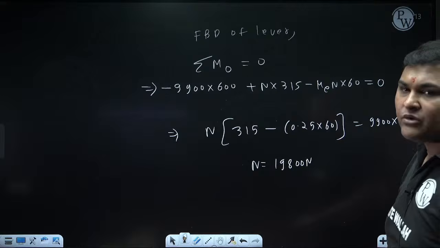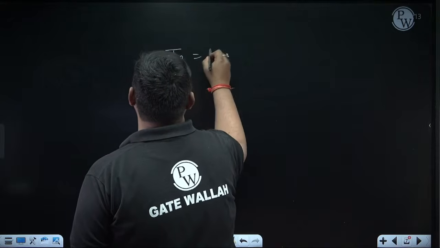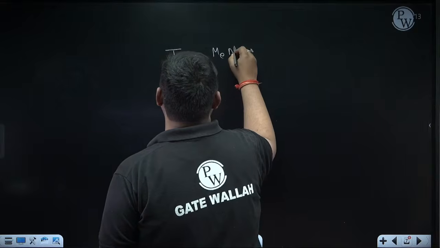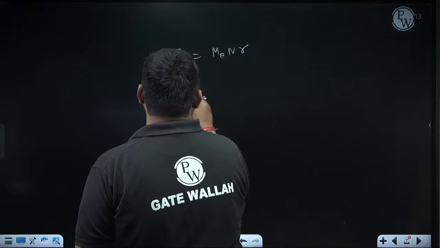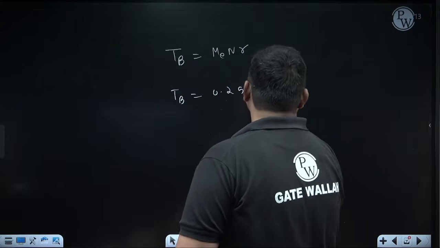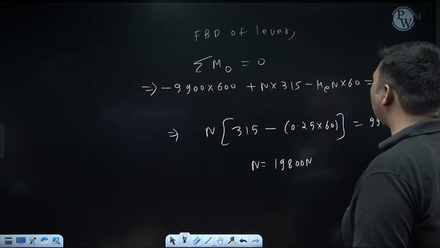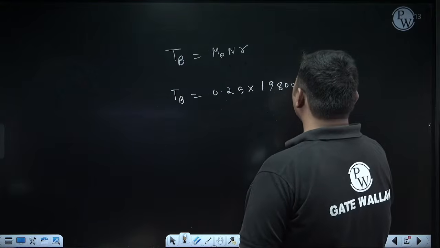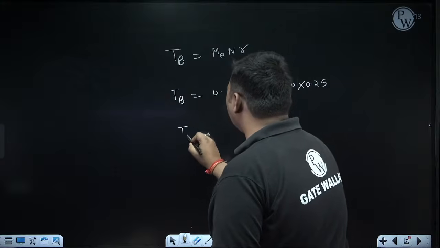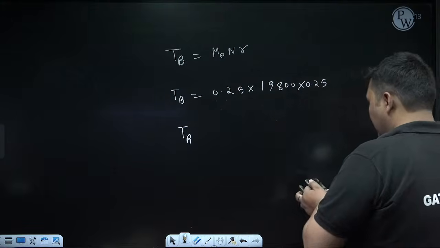And after calculating N, we can calculate the braking torque, because in a shoe brake, the formula to calculate braking torque is always mu equivalent N into radius of drum. Now mu equivalent is 0.25, N is 19800 Newton, radius of drum R is 0.25 meter. Why am I putting in meter? Because the exam is asking braking torque in Newton meter. So if you take N in Newton, put R in meter, TB will come in Newton meter. How much is it coming?